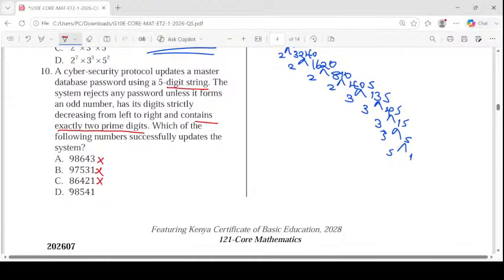Choice D. The digits are decreasing, but the only prime number is 5. So this one is also odd. So it appears that there might be an issue with the provided options, as none of them strictly meets all the criteria. So you are supposed to be very smart in tackling such a question. But when we look at the options provided, we don't have an answer here. So in this exam, we can say there is no exact answer from the choices provided.